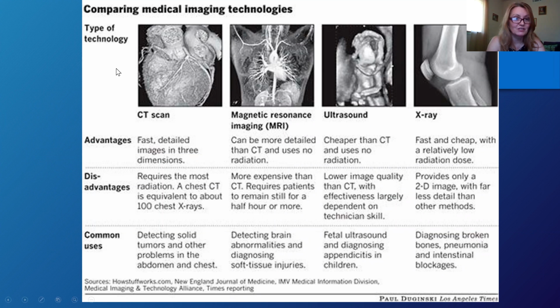medical imaging technologies, right? And we have more than 4, but we're going to look at 4 over here: CT scan, MRI, ultrasound, and X-ray. And I apologize for the quality of this diagram. The quality is not the best, but the information is really the best that I found. So let's go ahead and read advantages, disadvantages, and common uses. So CT scan, it's fast, detailed images in 3 dimensions. Magnetic resonance imaging, or MRI, can be more detailed than CT scan and uses no radiation because CT scan uses X-ray.